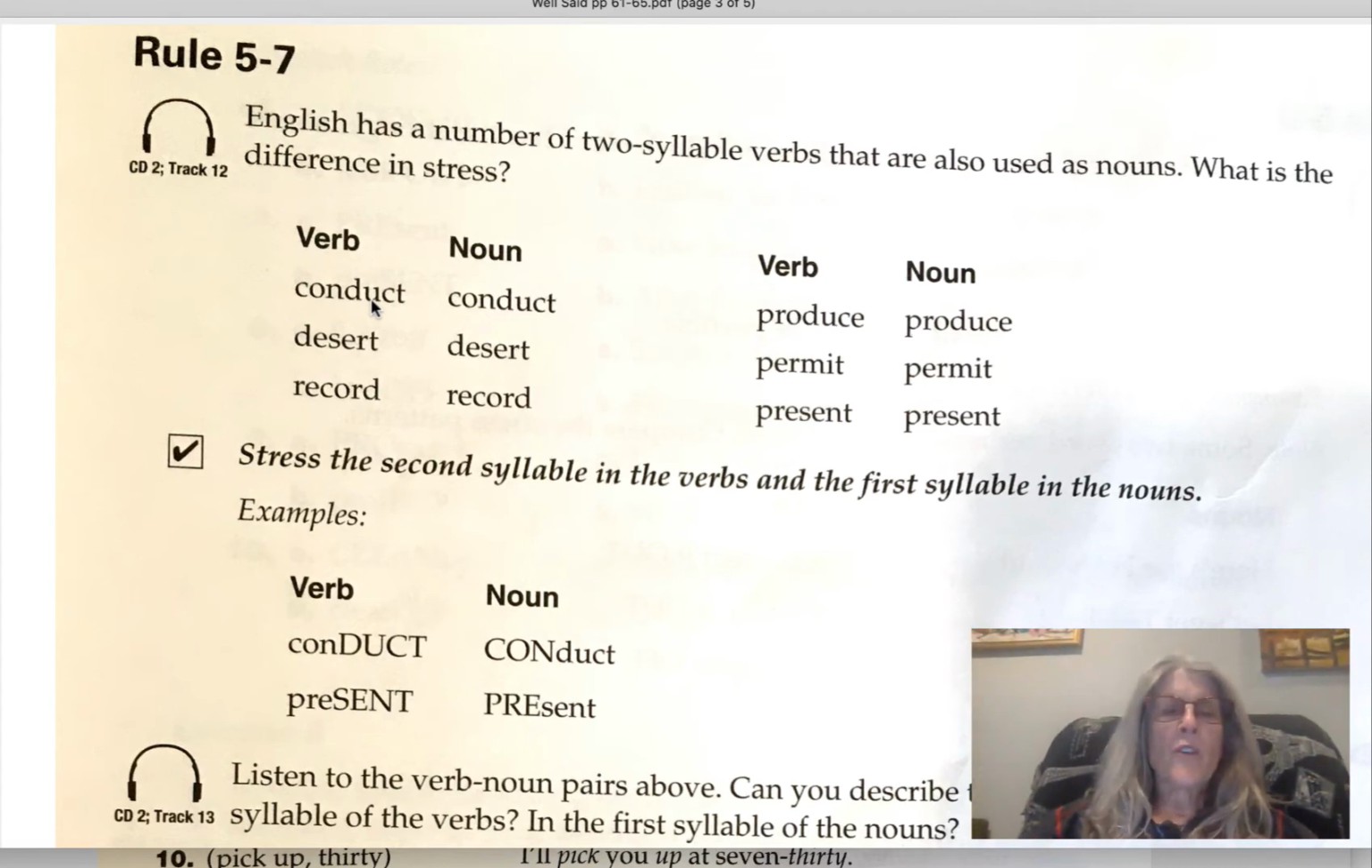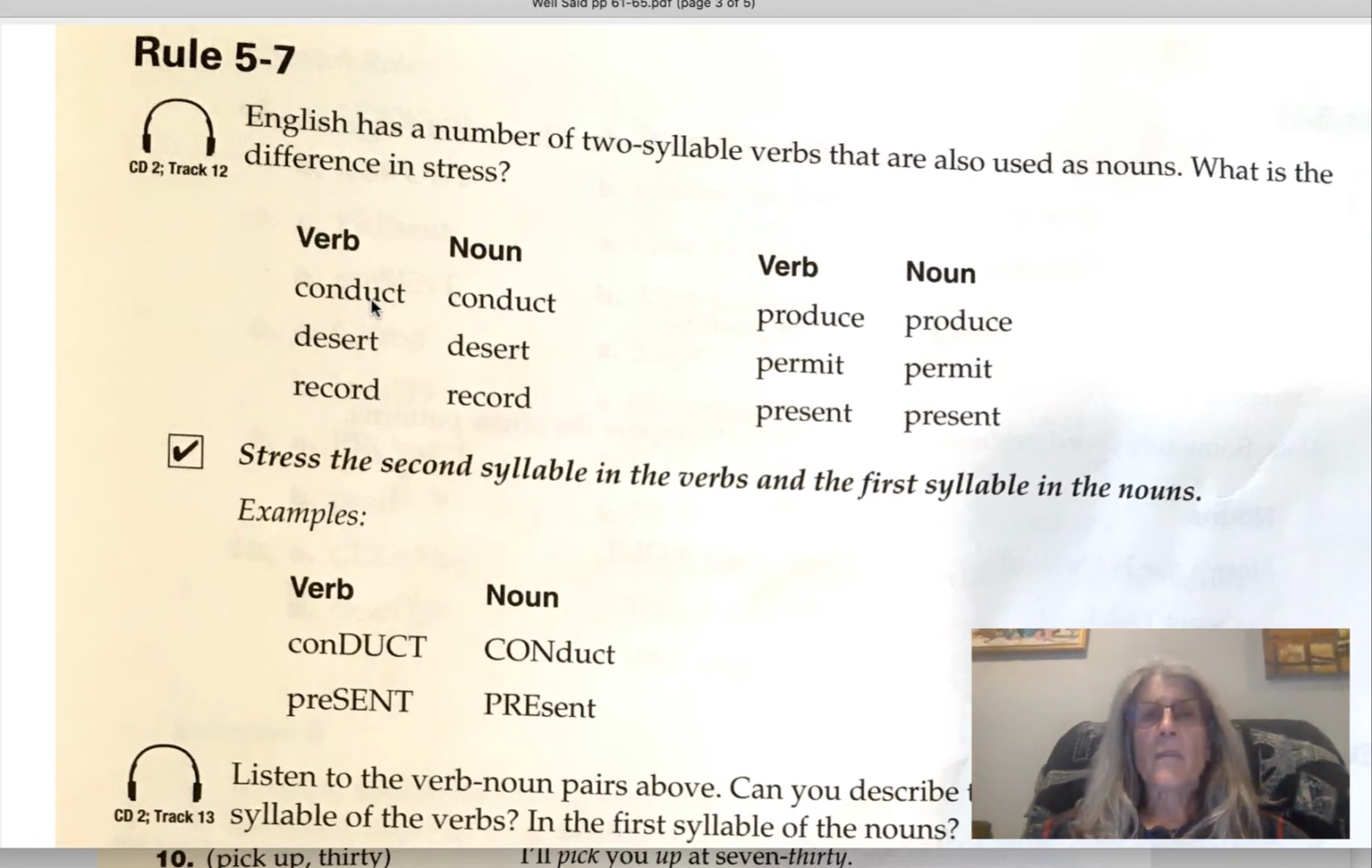And then we all know well, desert means to leave someone, okay? He deserted me and just left me standing right there at the movies, okay? People get punished if they desert from the army. They don't like deserters.